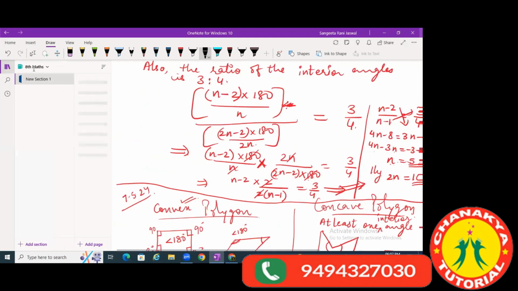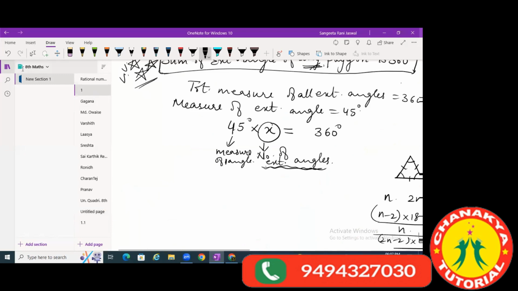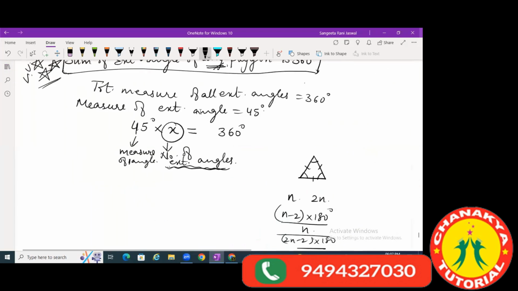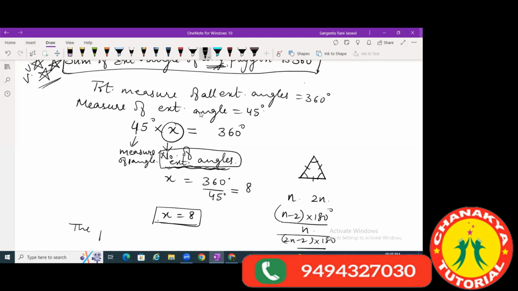Do you understand something now? Ma'am, we have done this. Where is the page gone? Here, we are back on our previous page. So now, the measure of one angle times the number of exterior angles is 360. From here, you can find your value of x, that is 360 by 45 degrees, which will give you 8. So x is equal to 8. What was x we had taken? We had taken x as the number of exterior angles. So if this is the number of exterior angles, it means the polygon has 8 sides. Do you agree to this? Yes, ma'am.